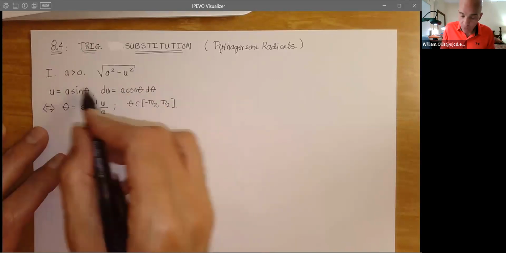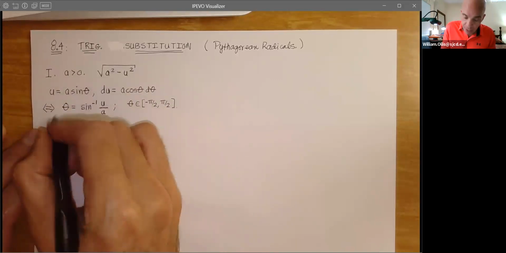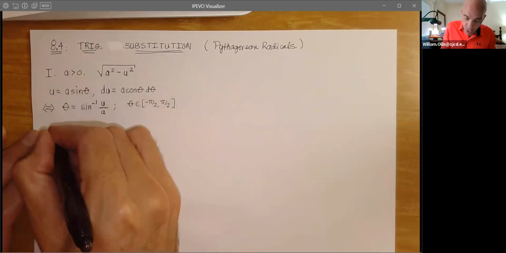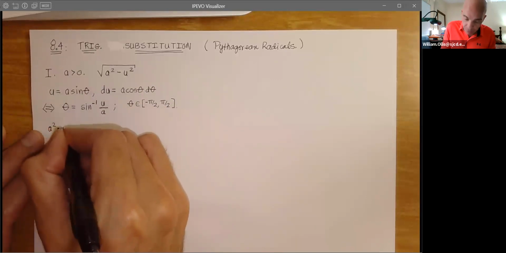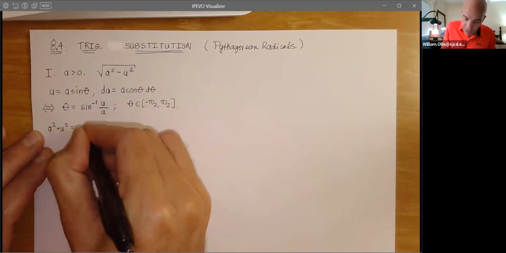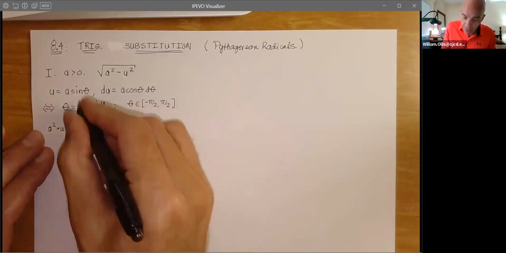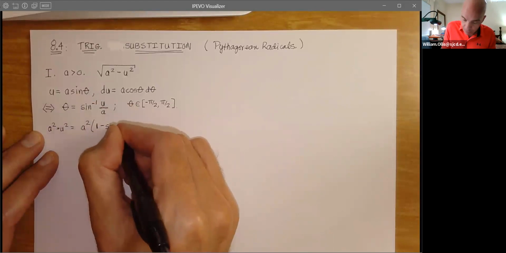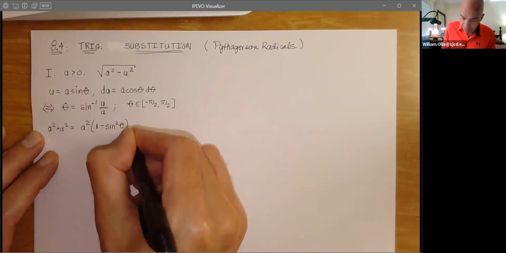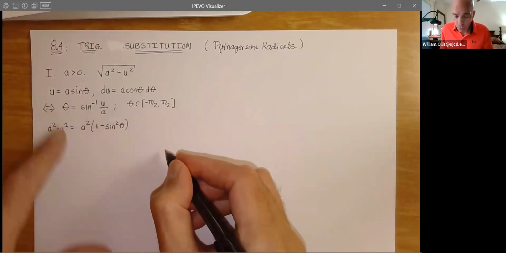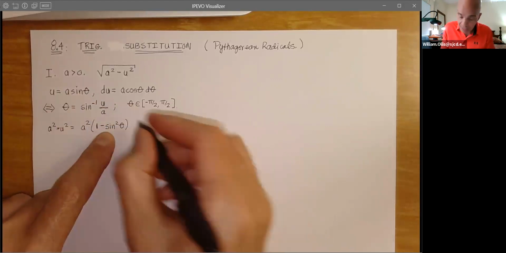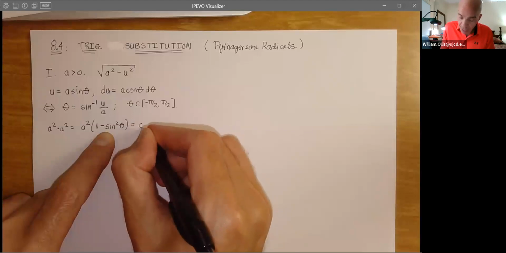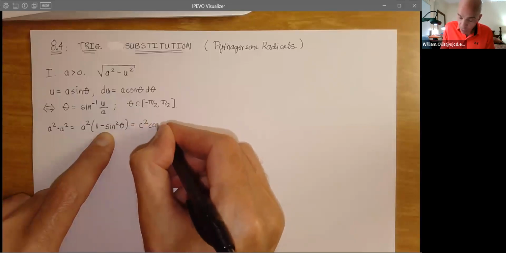And then, of course, if we look at this, for instance, now we could say, well, what is a squared minus u squared? This will just be a squared, and then we'll have what? A 1 minus sine squared theta. So again, when we factor this, both of these will have an a squared, and we're left with the fundamental identity. And this will just be a squared times cosine squared theta.